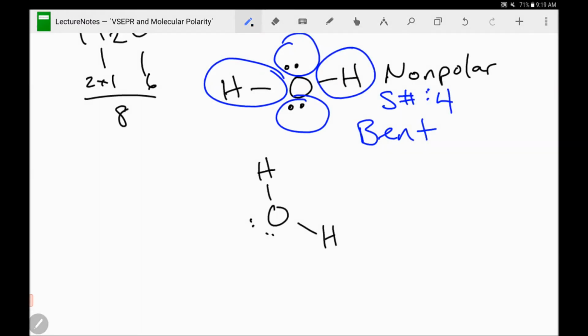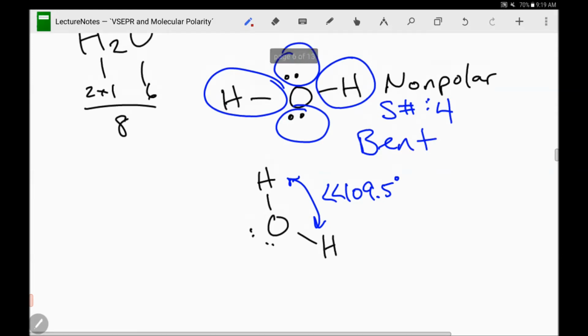It would be better to draw it like this. And then this bond angle starts out as 109.5, but it's actually going to be less than that. And the 2 electron lone pairs compound the effect. So it's less than 109.5, like 105 or something like that.